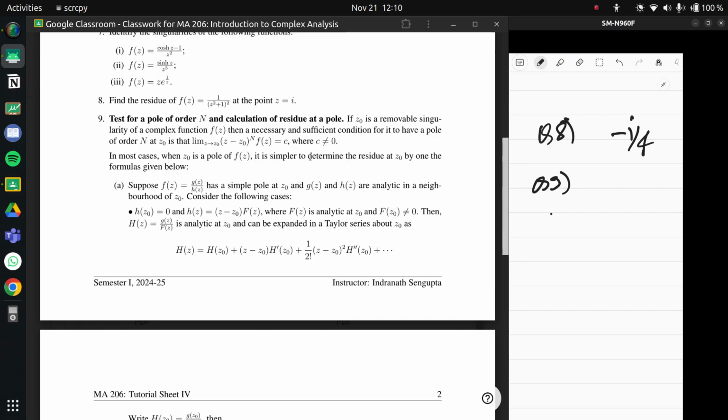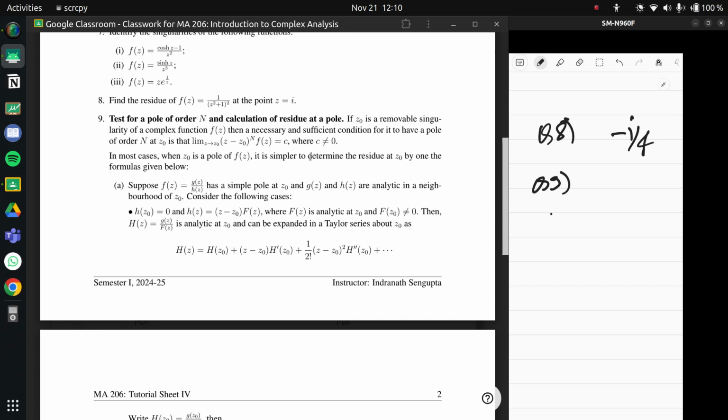In most cases, when z0 is a pole of order n of f of z, it is much simpler to determine the residue at z0 by one of these formulas. Suppose f is g by h and has a simple pole at z0. These are two analytic functions, so you can completely forget about g pretty much. It has a simple pole at z0, and g and h are analytic in the neighborhood of z0. Consider the following cases. If h of z0 equals 0 and h of z is equal to z minus z0 times f of z, okay, that's also analytic.